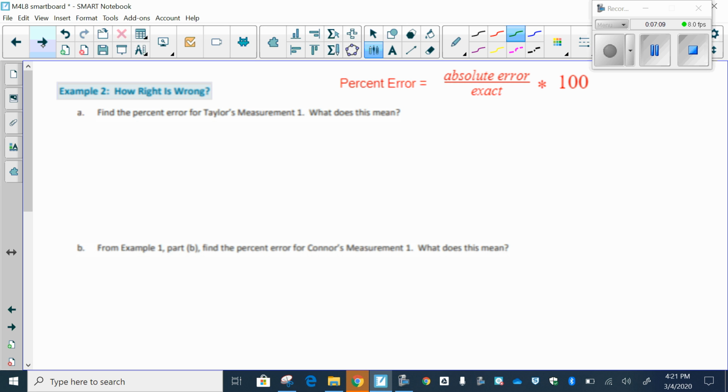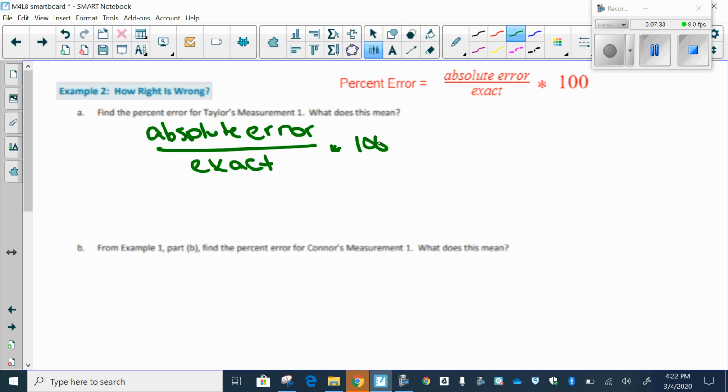So a moment ago, we found out that Taylor's measurement 1, right? So we have a formula, absolute error over exact times 100. We found out a moment ago that Taylor's absolute error is 0.25. 0.25 over the exact. What is the exact measurement? Remember, the company said it's supposed to be 15 inches? We're going to multiply that all by 100.